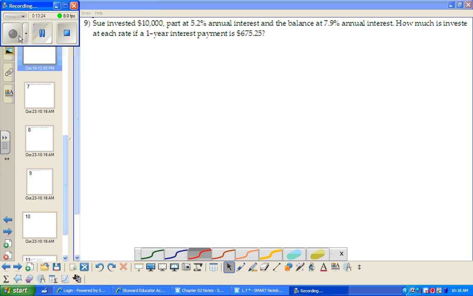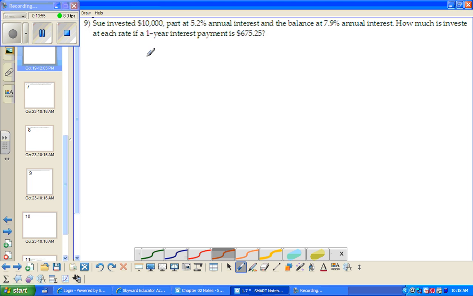Next problem. Sue invested $10,000, part at 5.2% annual interest, and the balance at 7.9% annual interest. How much is invested at each rate if the 1-year interest payment is $675.25? All this is saying is Sue has $10,000 to invest. Part of it's going in one account that pays 5.2%. The rest of it, or the balance, is going into another account at 7.9%.